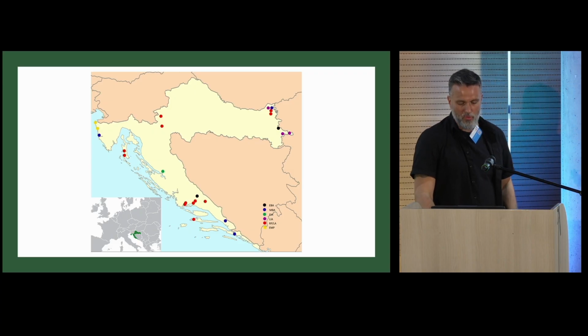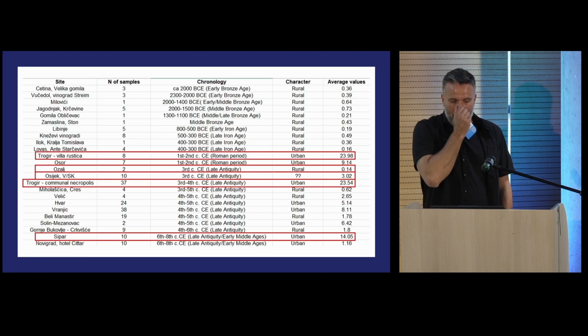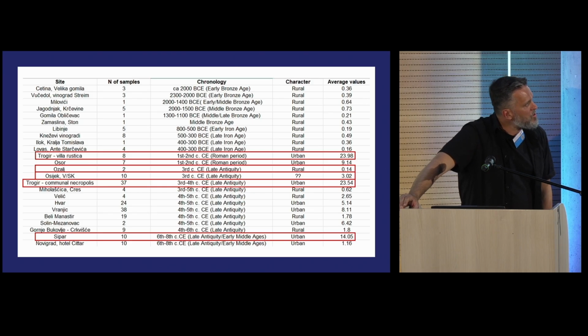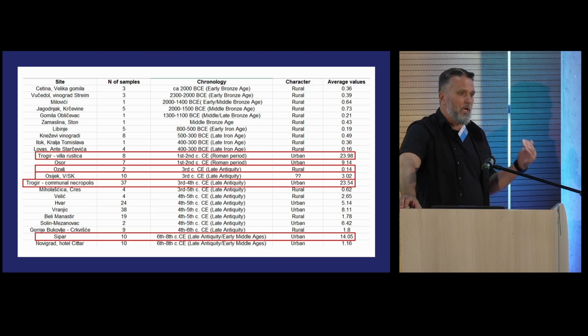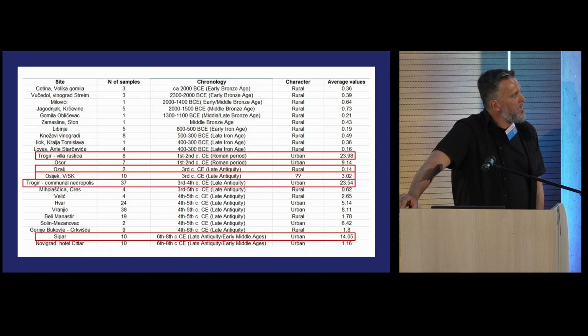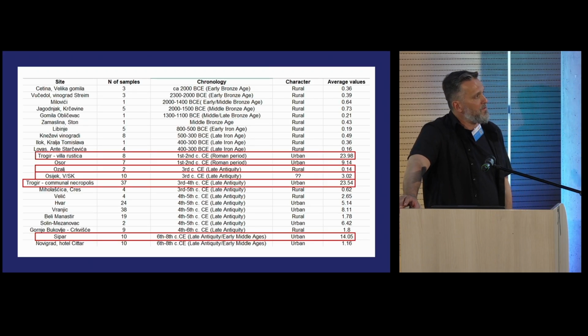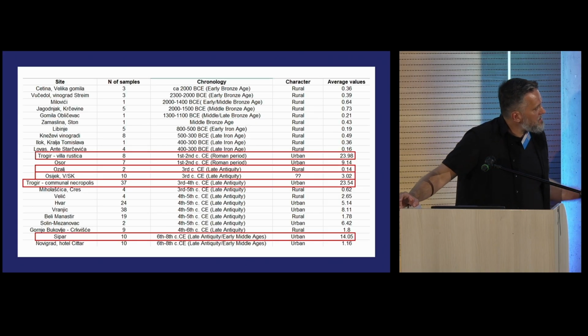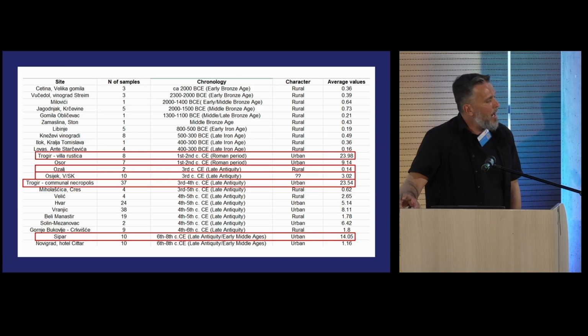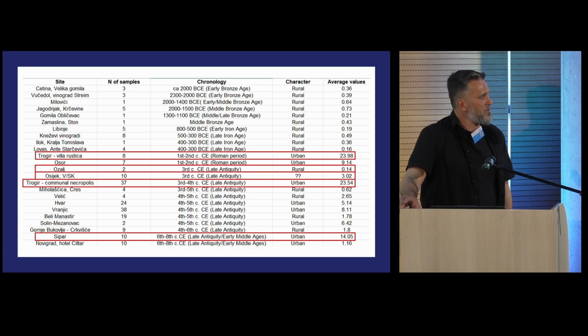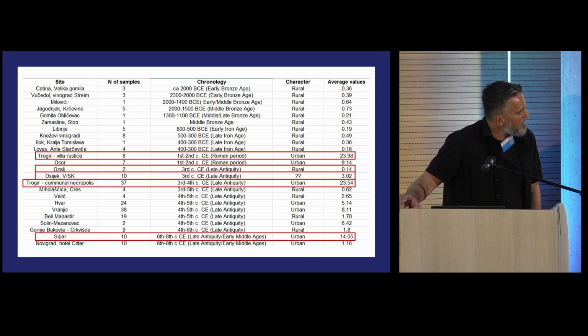Obviously, this map is going to fill, hopefully, in the next year or two. And this is the list of all the sites with chronology and number of samples. Obviously, for prehistory, the number of samples is still very small, so we want to increase the number of samples from prehistory. We also try to determine the character of these communities, whether they are rural or urban. The sites squared in red are the sites that we've been talking about so far. So the sites of Trogir, Ozalj, Osijek, and Šipar.